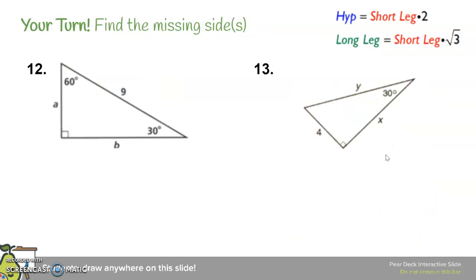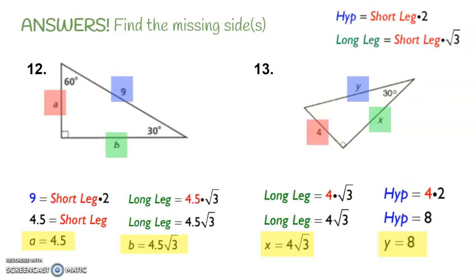Here were the next two problems that you were going to tackle. Oh, excuse me. So for problem number 12, again, identify what you were given. You were given the hypotenuse. Therefore, you had to use the top formula first.